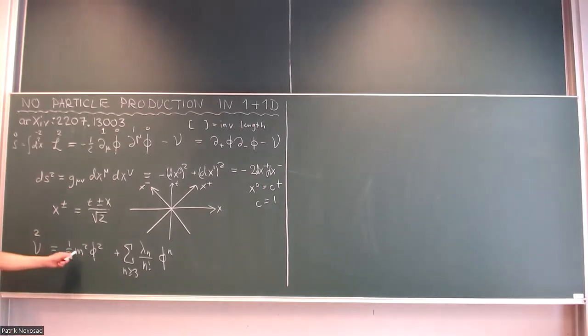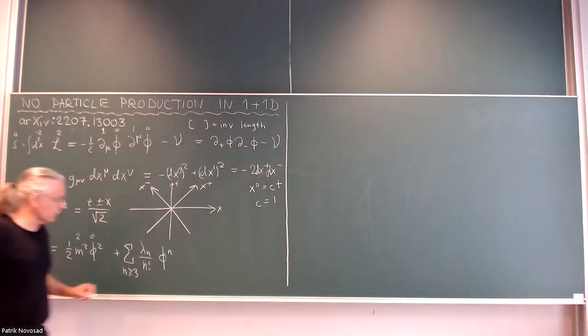Then we see that this has dimension 0. Then we see that this has dimension 2. So this has inverse length dimension 2. So if I have to be completely honest, then this is not a mass. This is an inverse length.